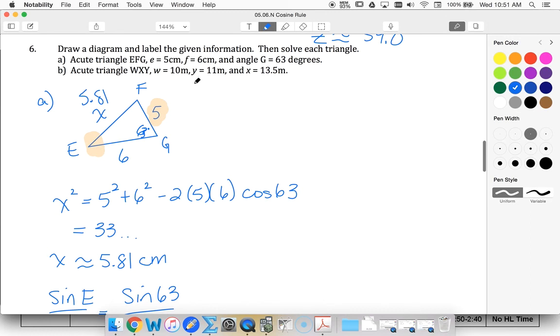I'm going to leave you to try this one. It looks like you have all three sides, so you're missing the 3 angles. You can go online to check your solutions and, of course, ask me if you have questions.